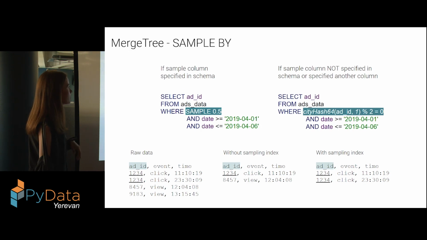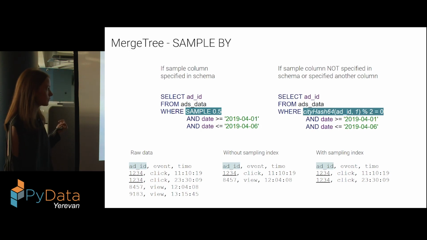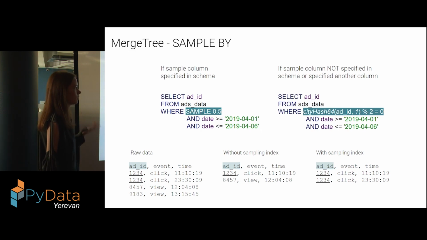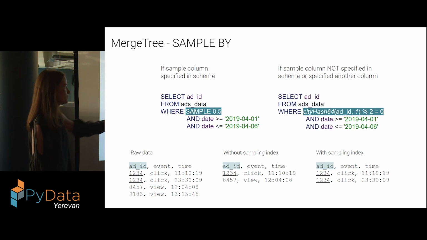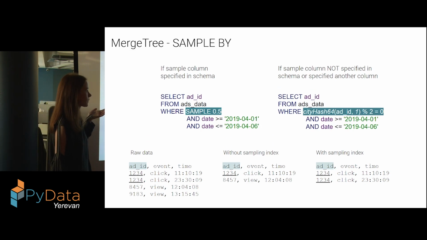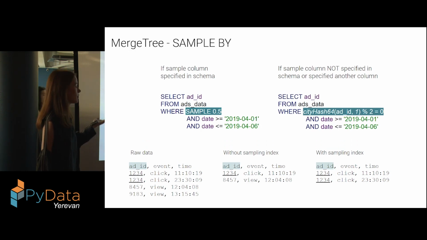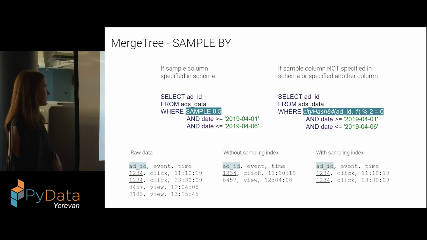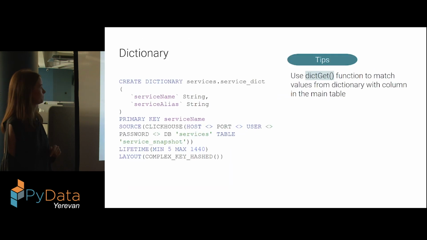But if you would like to have another column for sampling, for example, you also have user ID in your data set, but your sampling is ad ID, you can apply the cityHash function that is already present in ClickHouse, and these 2 queries will show you the same results. So you will have each second ad ID in your database.